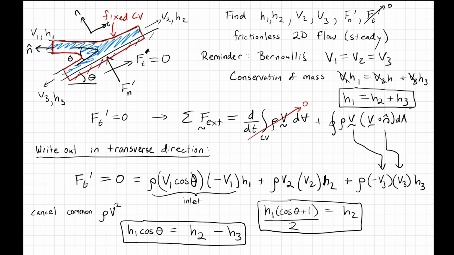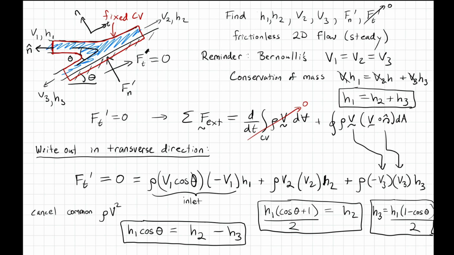And then similarly, if I subtract those two equations, if I take this equation and subtract this equation, that'll get rid of, let's see, the h2. So if I subtract the equations, this h2 and this h2 will cancel, but this and this will add. And so you can find pretty rapidly that h3 equals h1 times 1 minus cosine theta, divided by 2.